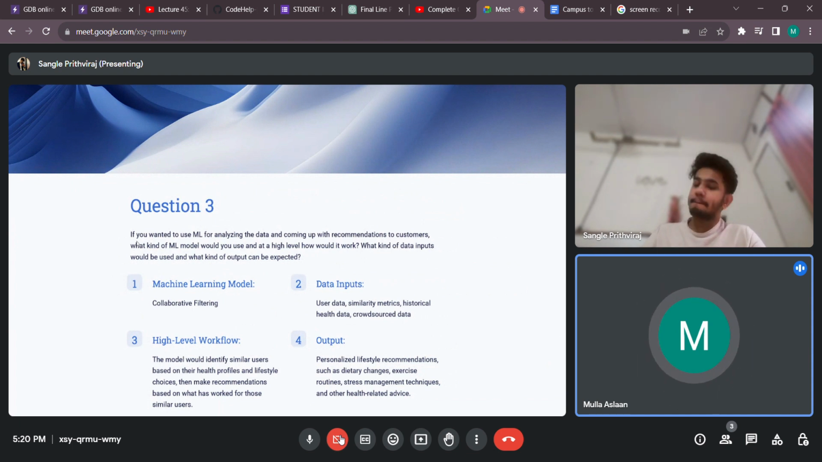To fuel our collaborative filtering model, we draw data from various sources. This includes user data, similarity metrics, historical health data, and even crowdsourced data. Combining these sources enriches our analysis, making it robust and comprehensive.